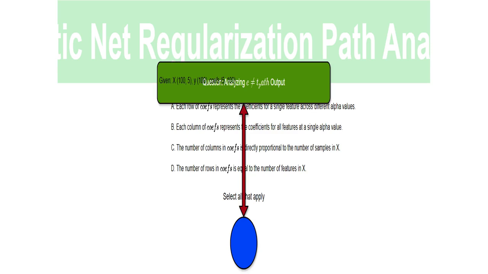I'm given that the design matrix X is 100 samples by 5 features, the target vector Y has 100 values, and the resulting coefficient matrix cofs is 5 rows by 100 columns. This is key information because the dimensions of cofs directly relate to the number of features and the number of regularization parameters, alphas, used in the elastic net regression.